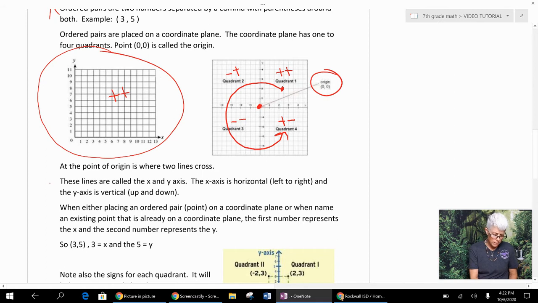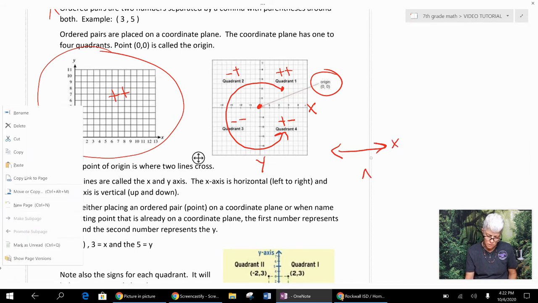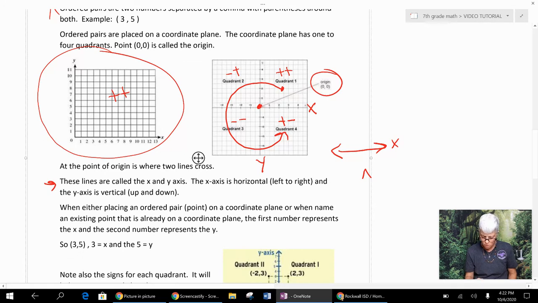These lines are called X and Y axes. This is the X axis. This is the Y axis. X goes like this, and the Y, whoops, hold on, my pencil's being weird. The Y is the vertical. X always comes first, Y always comes second.